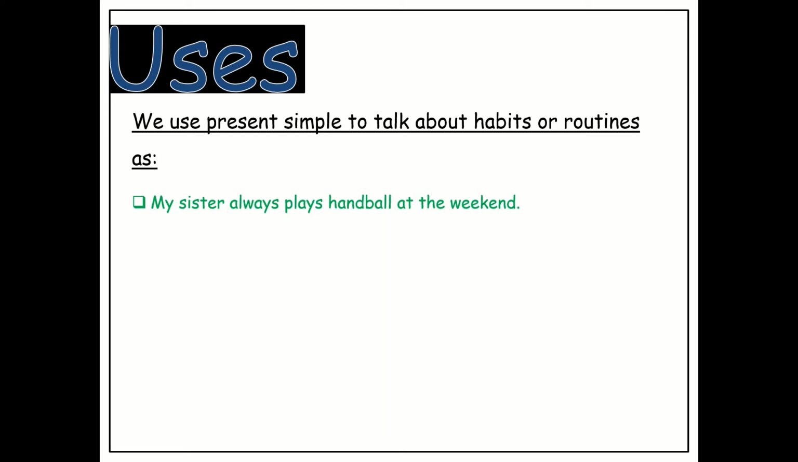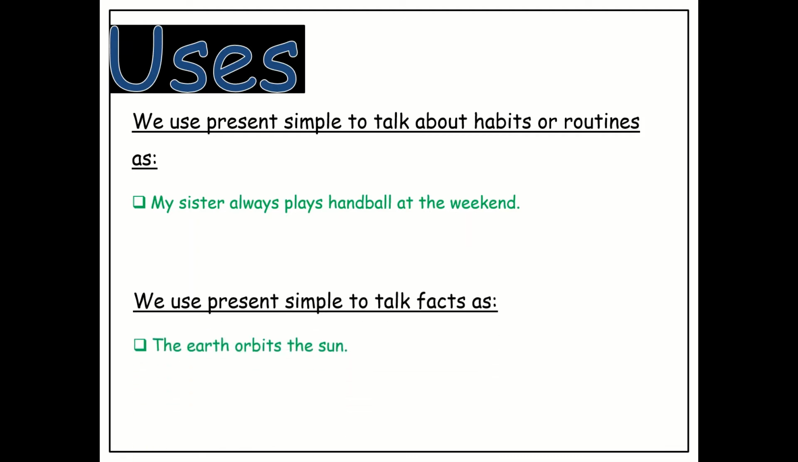So now with the usages, we use the present simple to talk about habits or routines, as my sister always plays handball at the weekend. We use present simple to talk about facts too. The earth orbits the sun. So to talk about habits, something that I do every day or every week, as here, my sister always plays handball at the weekend. Okay, what about the other one? We use it also to speak about something that is a fact. For example, the earth orbits the sun.